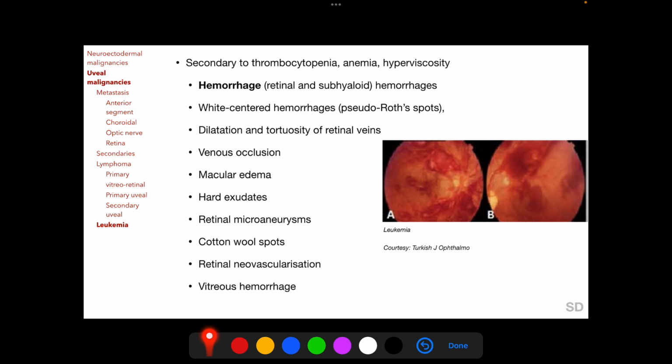The most common manifestation of retinal involvement in leukemia are hemorrhages, both retinal and subhyaloid hemorrhages, specifically white-centered hemorrhages called Roth spots, secondary to thrombocytopenia, anemia, and hyperviscosity. As seen here in these photographs, we see retinal hemorrhages as well as white-centered hemorrhages. Other manifestations secondary to thrombocytopenia, anemia, and hyperviscosity are dilatation and tortuosity of retinal veins, venous occlusion, macular edema and hard exudates, retinal microaneurysms, cotton wool spots, retinal neovascularization, and vitreous hemorrhage.